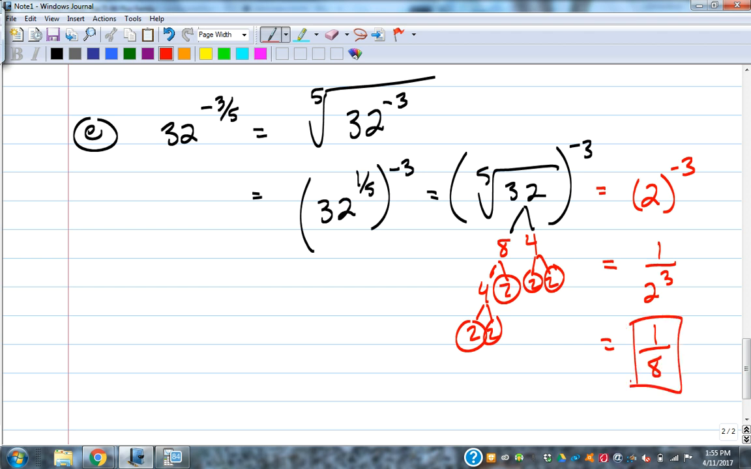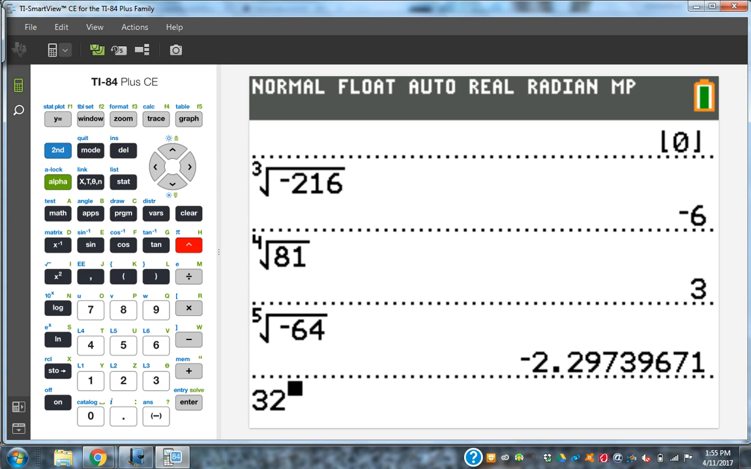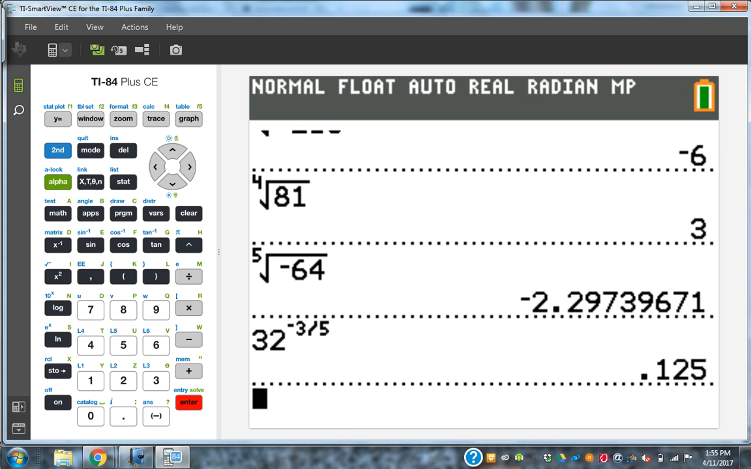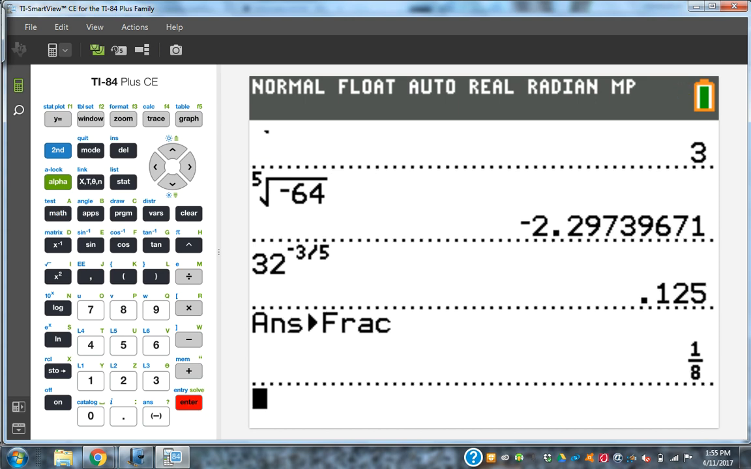1 over 8. Now, with a calculator, for these that work out nicely, you can type 32, the caret symbol over there on the right to get the exponent, and then type in negative 3/5. It cranks out a decimal, and I can hit math and enter to see if it'll turn it into a fraction, and it does. That's great as long as it's a nice number. Not so great if it's not a nice number. So you can try that first if you want to. If it works, great. If it doesn't work, then you've got work to do. So keep that in mind as we go here.